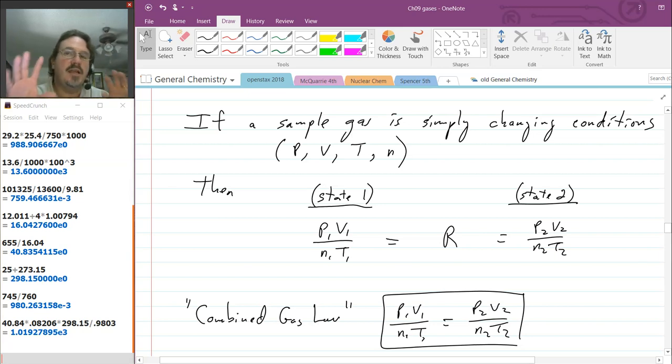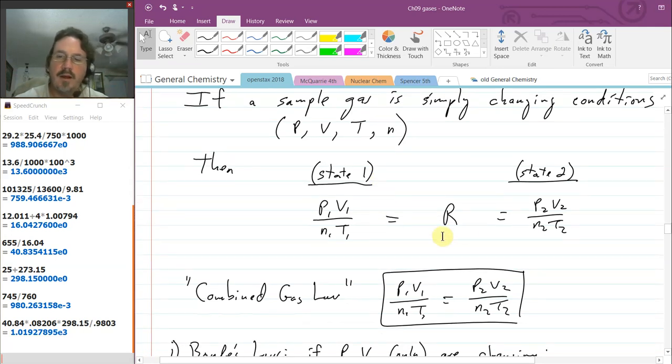It's changing state, and I can talk about the initial and then the final state that it turns into. Right? And in both of those states, if I said PV over nT, it's always going to equal R. So they both equal the same constant, which means PV over nT for each state equals each other. And that's what I've written here.